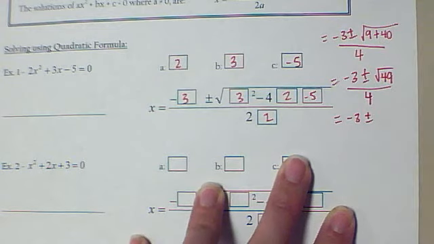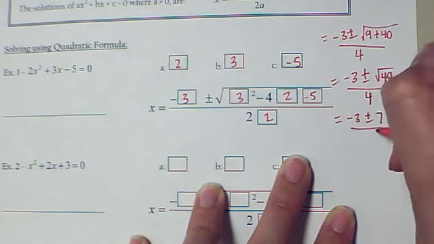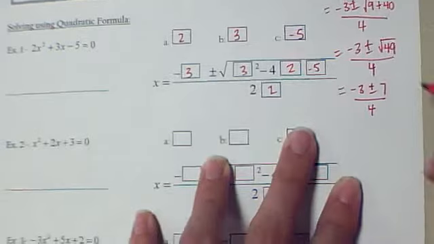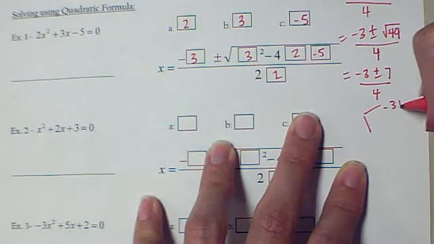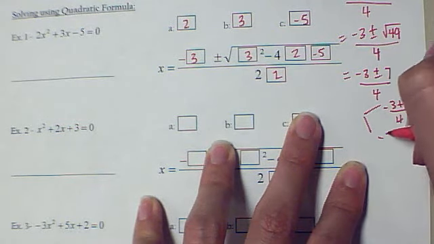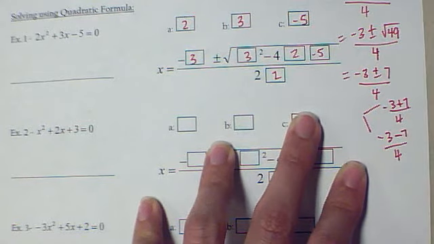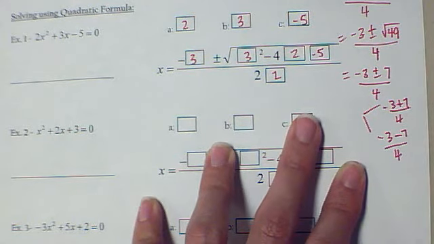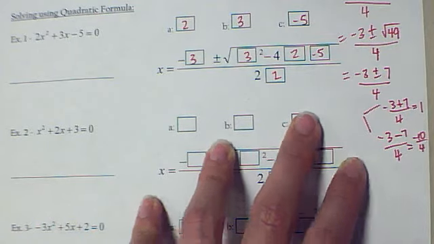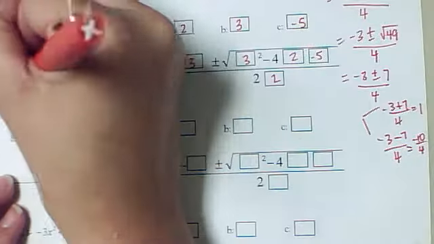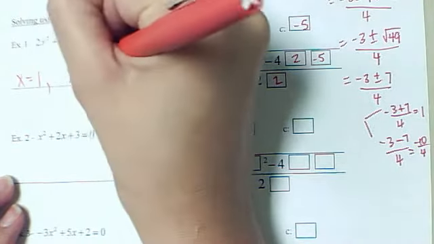Negative 3 plus or minus the square root of 49, which is 7, over 4. And at that point I can split it into two problems. One is negative 3 plus 7 over 4, and the other is negative 3 minus 7 over 4. Negative 3 plus 7 is 4 over 4, which is 1. Negative 3 minus 7 is negative 10 over 4, and those are our two answers. x equals 1, x equals negative 10 over 4.